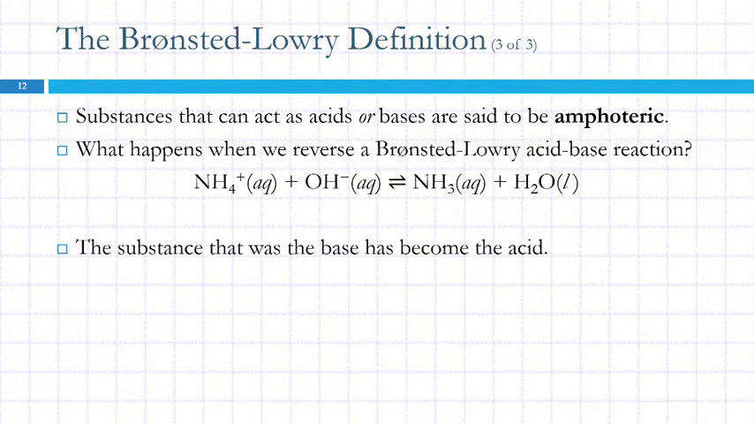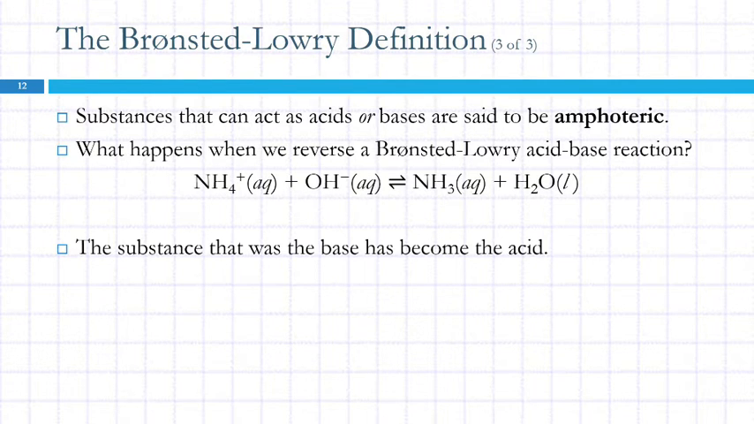So something like water that can act as an acid or a base, depending on the situation, is said to be amphoteric. This prefix ampho is the same prefix used in the word amphibian, right? Amphibians live in the water and on the land. So amphoteric, it can be an acid and it can be a base.